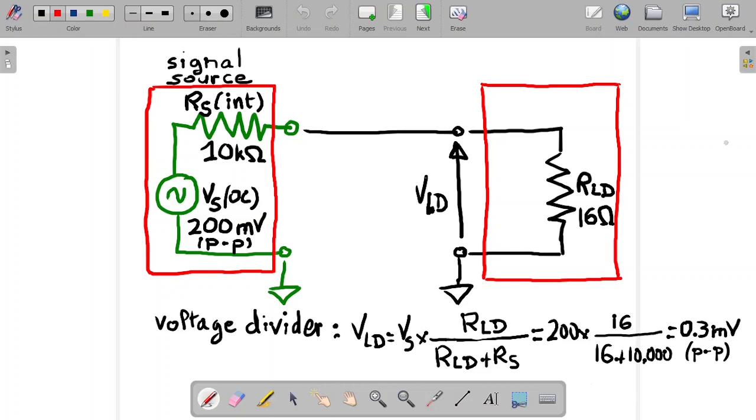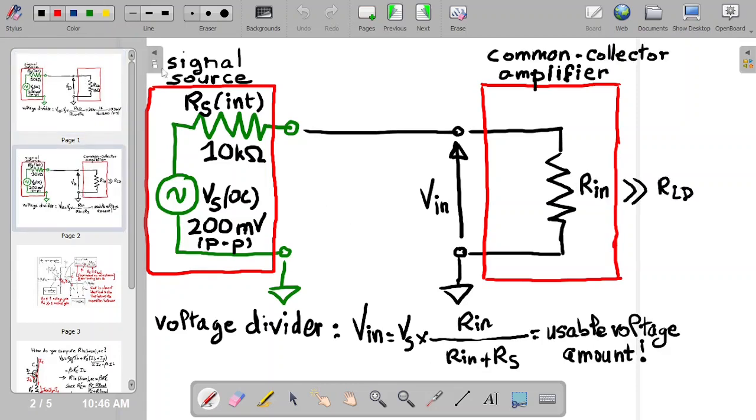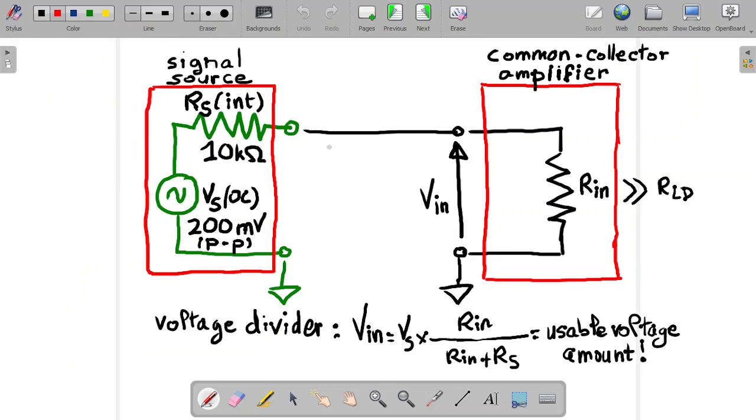Okay, so let's look at the next slide. Here it's the same idea. You still have that signal source on the left, 200 millivolt sinusoidal, and you still have that large internal resistance, RS, but now you're connected to a common collector amplifier with Rin, an equivalent AC input resistance.